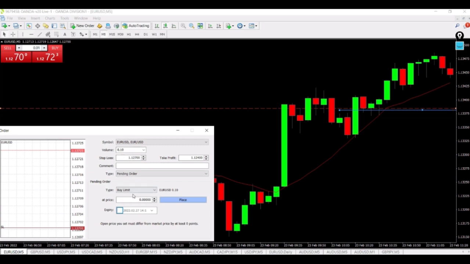Okay, so the buy limit is the same thing. You set your price. Let's say the price for the buy limit is 70. So you set it at 70. You always put your stop loss in. You put your take profit, your volume, and that's it.